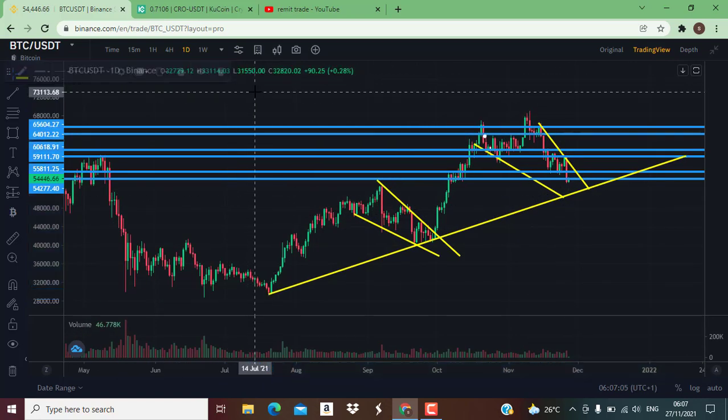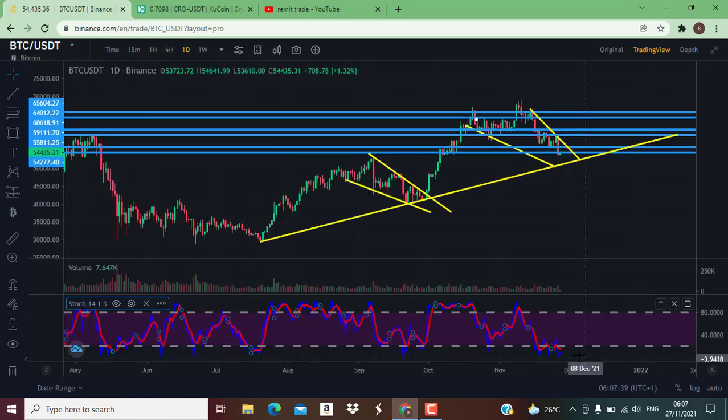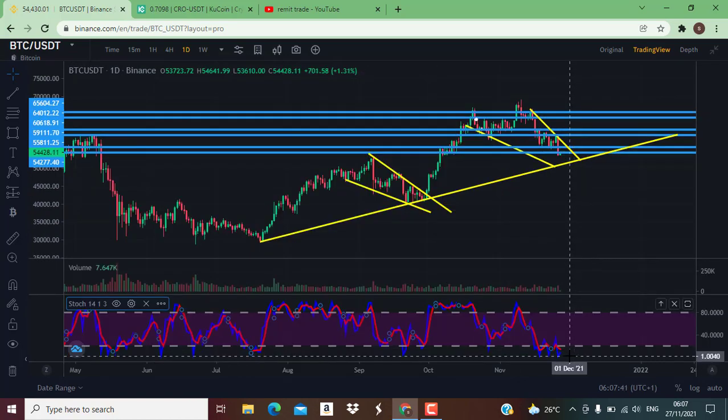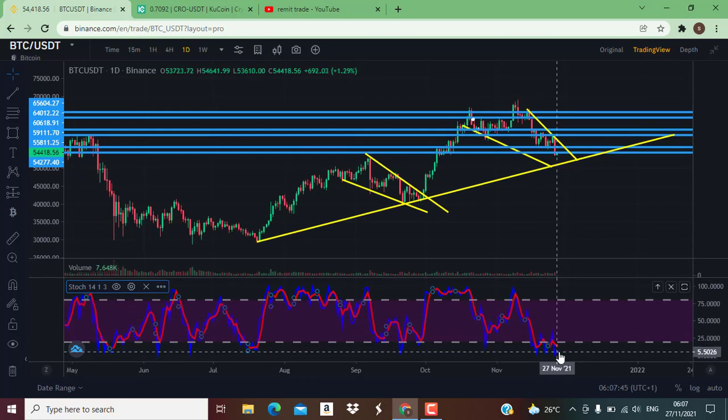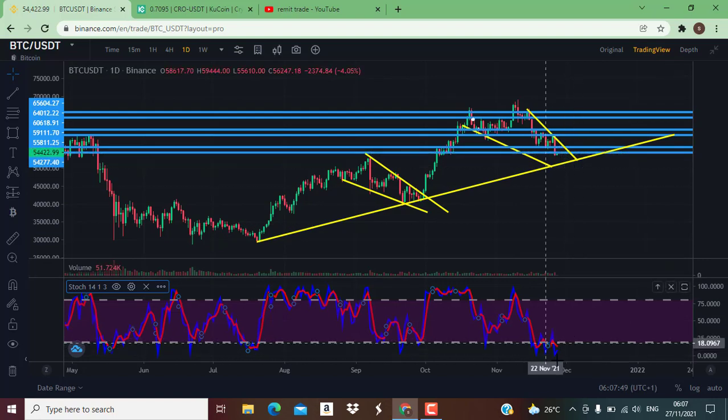Now if you look at the stochastic at this moment, the stochastic is already at oversold condition, but we don't know when this oversold condition is going to end, but the chart is the most important thing. In as much as the stochastic is at oversold condition, that means the market will potentially go back up.